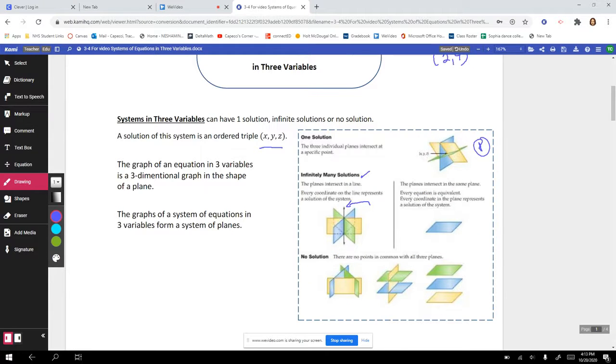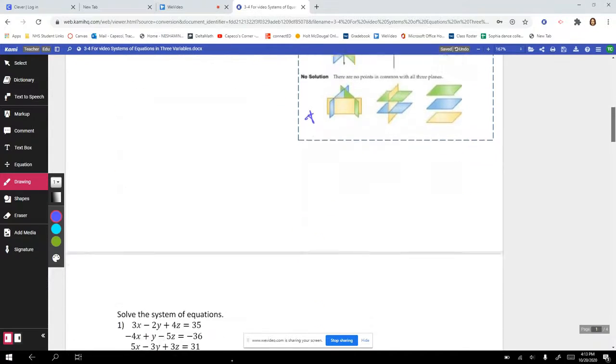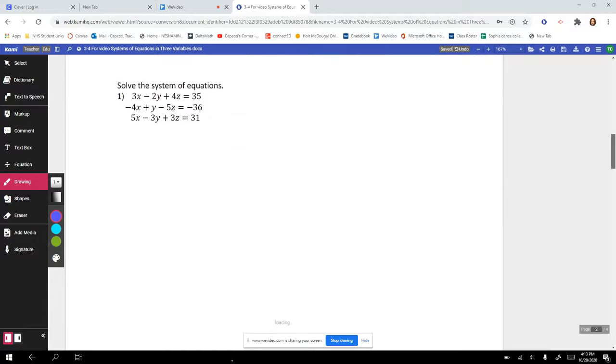Now, you can have no solution, where all three planes are not meeting. There's a variety of different ways that they can be placed where they are not meeting. So that's no solution. We're going to concentrate on just one solution. So let's look at the first one.